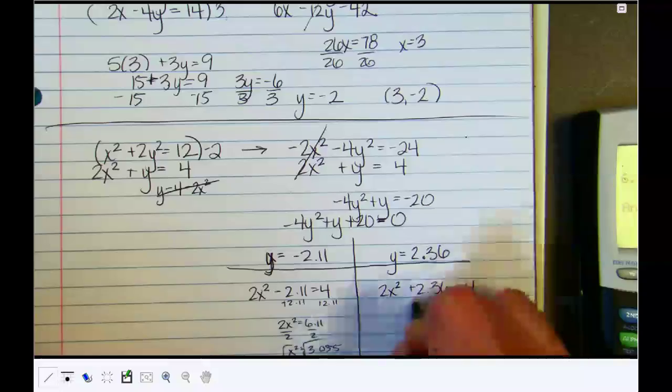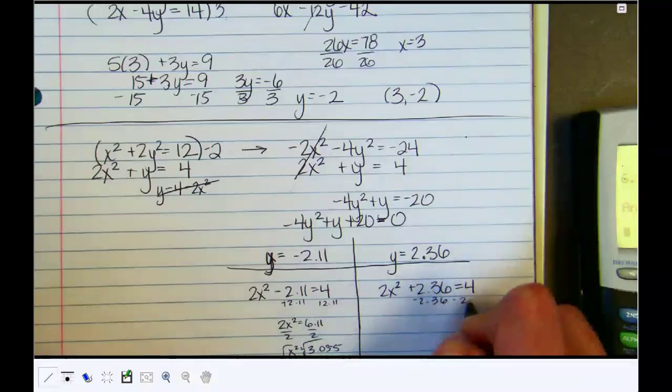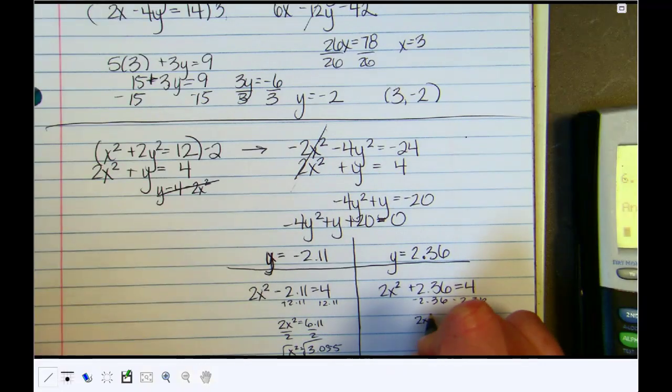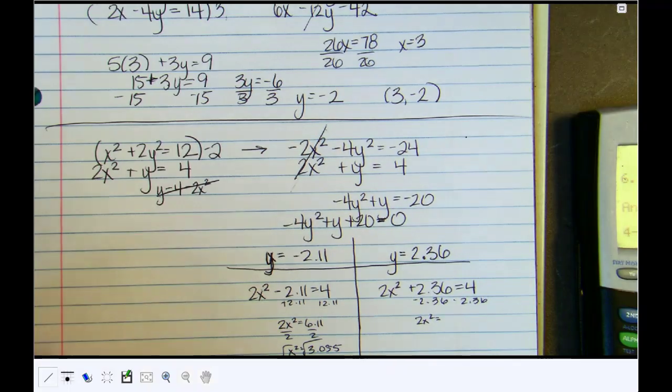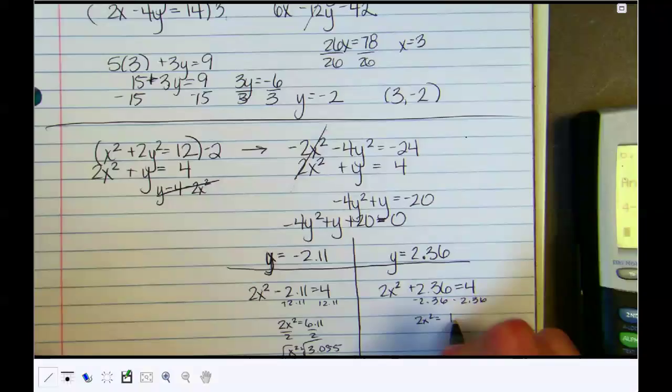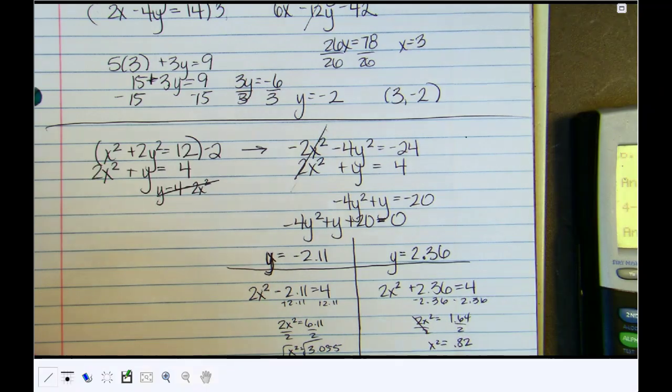Okay, I'm going to come over here and do the same steps with a different number. So 2x squared equals 4 minus 2.36, which is 1.64. Divide by 2, 0.82. And then square root.